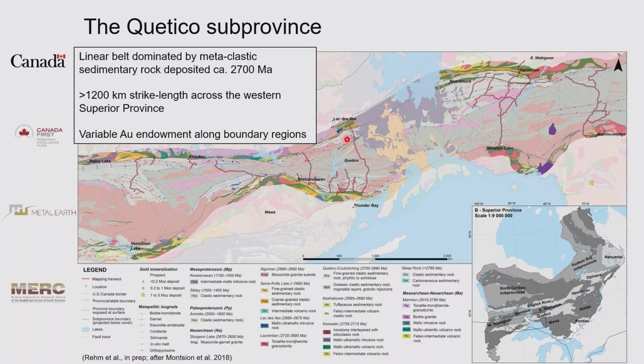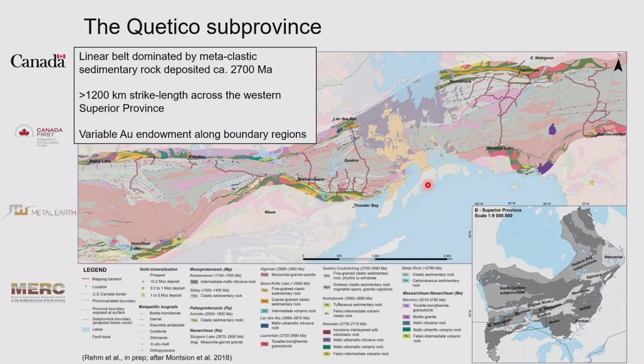I just want to point out that this is a compilation map that I'm working on, and I've finished it for the Quetico subprovince and its boundary areas. We've compiled geochron data and historical maps to try to produce a stratigraphic assemblage map that's consistent across the boundary areas and the full Quetico map. I'm not going to talk about the stratigraphy too much in this talk, but I just wanted to mention that this is something that I am doing.